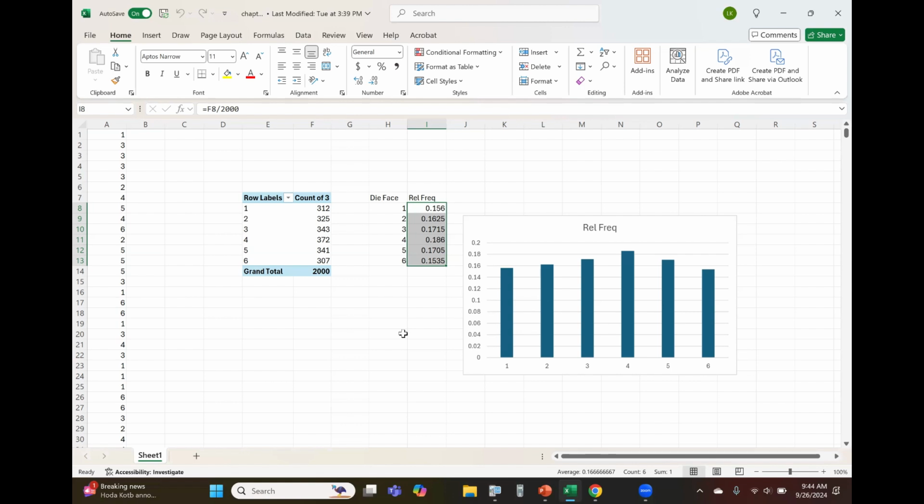And then I created a bar chart from the relative frequencies. So this bar chart is from this data here. And it looks pretty much like I would expect it to look. I would expect this to be uniform. I would expect that it's relatively flat. I wouldn't expect a bell shape at all. That's for sure.